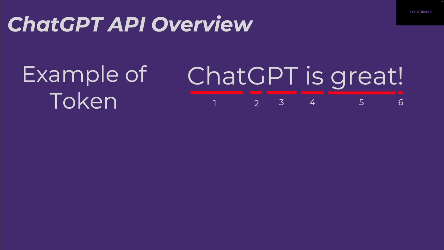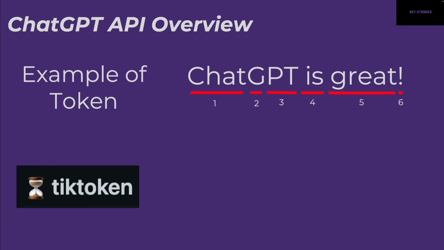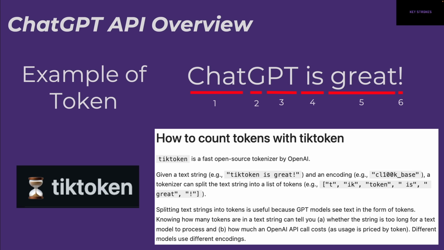Now I know it doesn't make sense how it figured out what's a token and how it broke it down into 6 components here, but they recommend using the library called TickToken, and they have a whole guide on how to count tokens using their library. I'll post a link for all of these in the description.